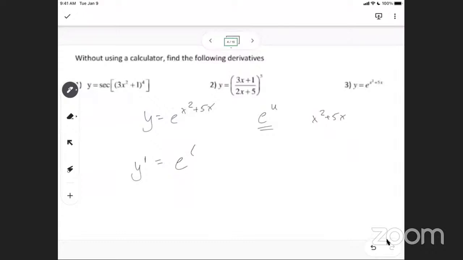And so my u is still x squared plus 5x. Then you multiply that by the derivative of u, the inner function, which is just 2x plus 5. So that's your answer. Usually you'd write the 2x plus 5 in front, but it doesn't really matter. But there it is, e to the x squared plus 5x. Just check. Yep, that's right.